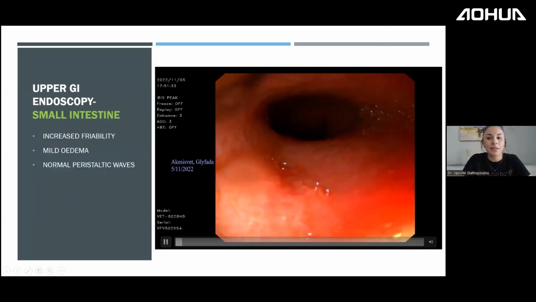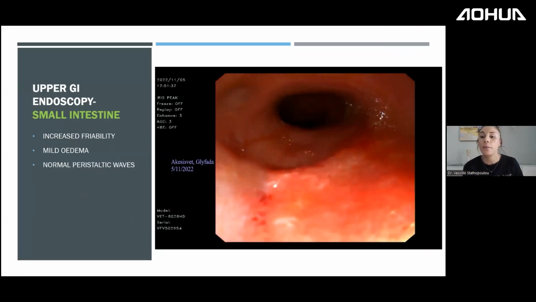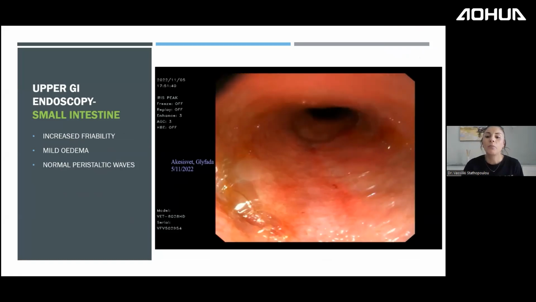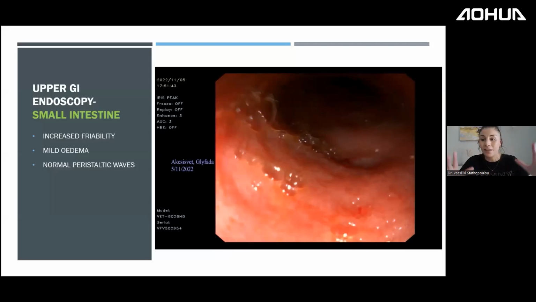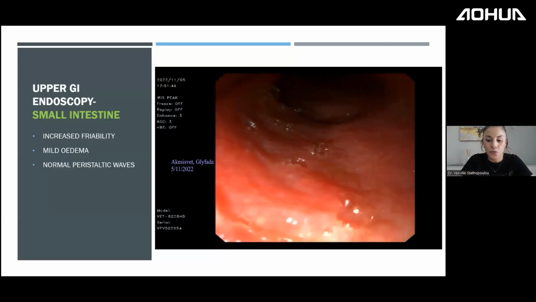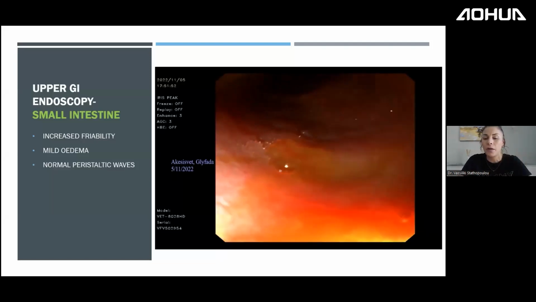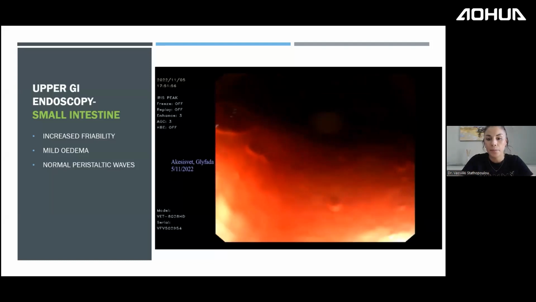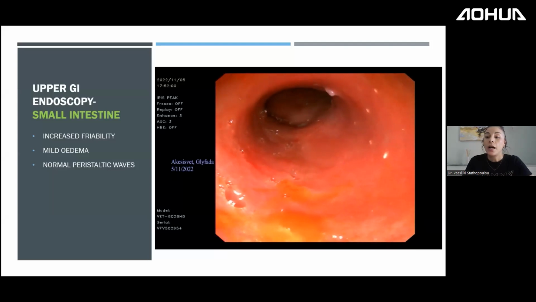And just for the record, this is the small intestine endoscopy, which was normal, mildly increased friability. It was nothing extravagant macroscopically at least, and microscopically we just saw a mild lymphoplasmacytic infiltration. And this is just for the record.